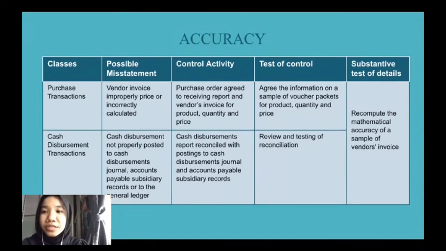Electronic fund transfers and checks are prepared only after all source documents have been independently approved. Next is accuracy. The vendor invoice is improperly priced or incorrectly calculated, so the purchase order is agreed to the receiving report and vendor's invoice. The cash disbursement is also not properly posted to the cash disbursement journals, accounts payable subsidiary records, or the general ledger. The cash disbursement report is reconciled with posting to the cash disbursement journal and accounts payable subsidiary.